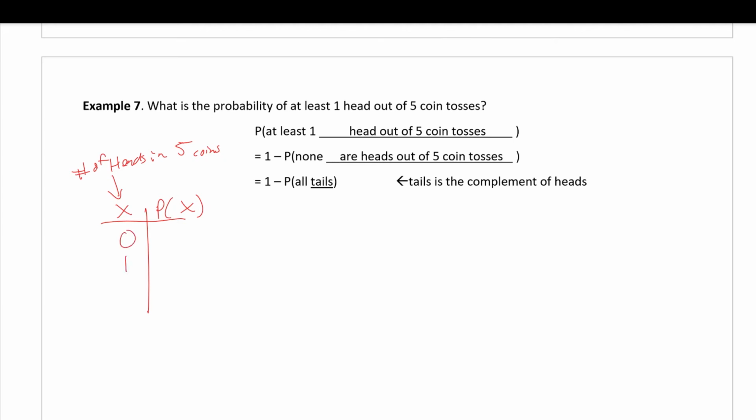You can have 1 head, 4 tails. You can have 2 heads, 3 tails. You can have 3 heads and 2 tails. You can have 4 heads and 1 tail, and then you can have 5 heads and 0 tails. That's also another rare occurrence.